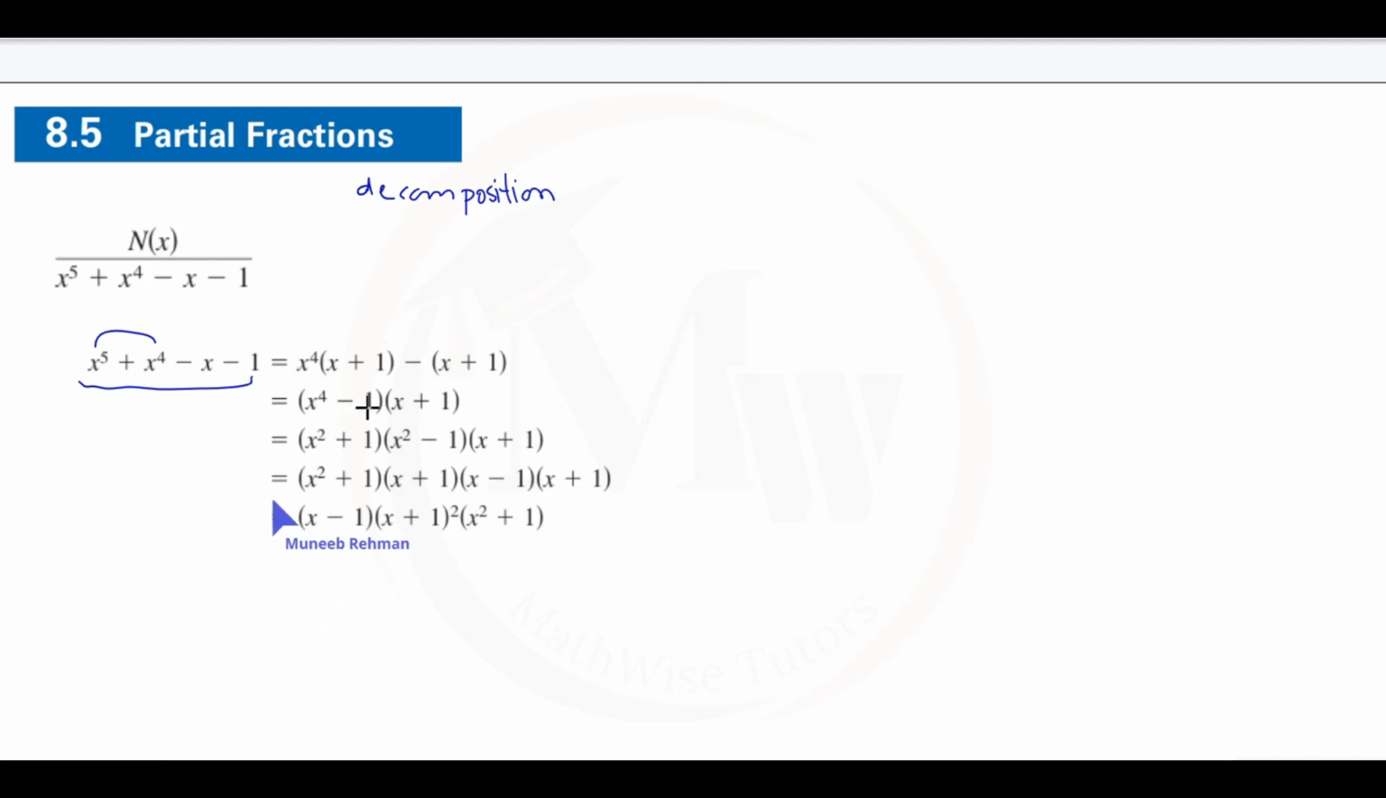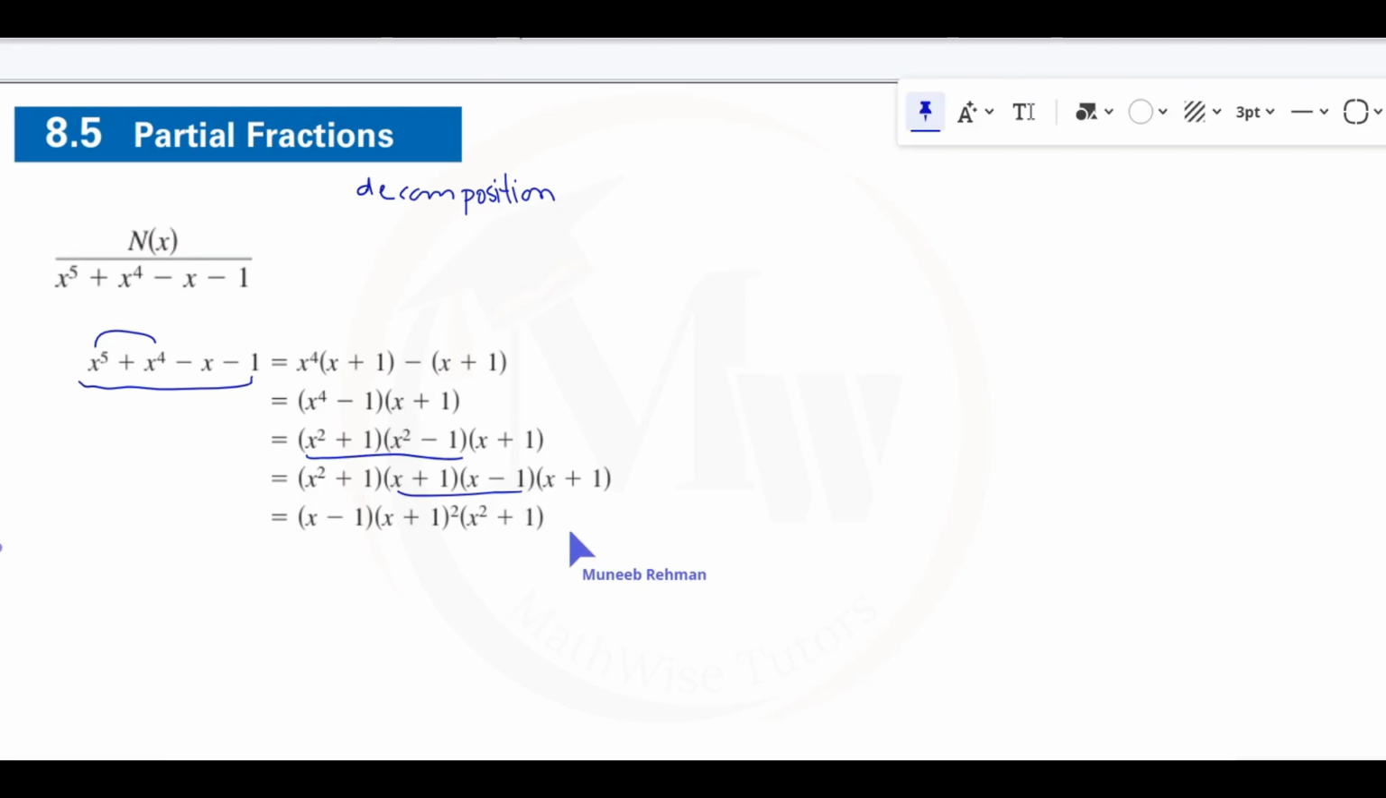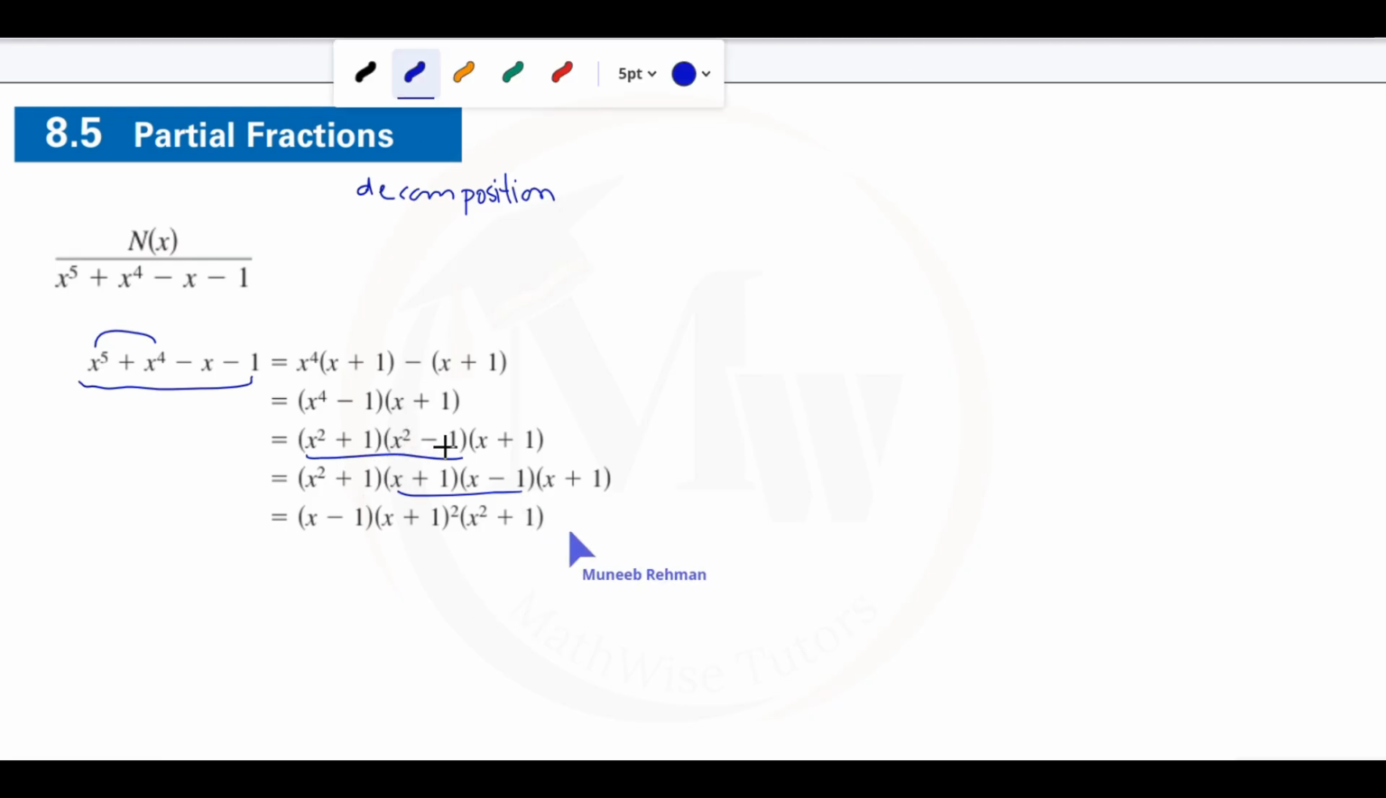And then x^2 minus 1 is again broken into x^2 plus 1 and x plus 1 as it is. Then x^2 minus 1 is again broken into x plus 1 and x minus 1, and the x^2 plus 1 stays as it is, because a square term with a plus sign cannot be simplified, but x^2 minus 1 can again be broken into x plus 1 and x minus 1.